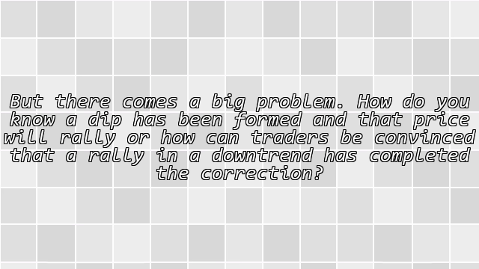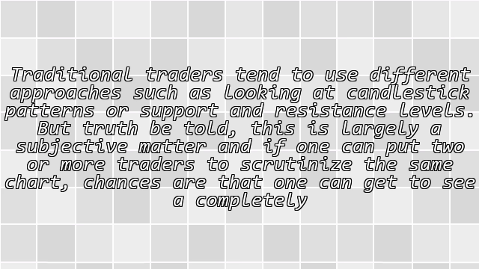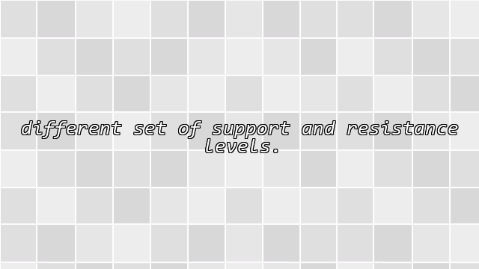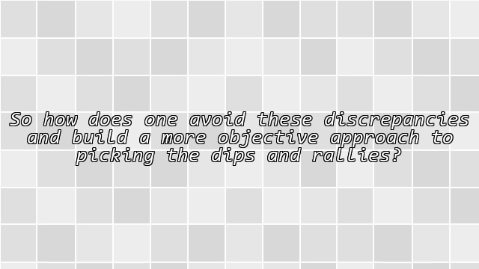How do you know a dip has been formed and that price will rally, or how can traders be convinced that a rally in a downtrend has completed the correction? Traditional traders tend to use different approaches, such as looking at candlestick patterns or support and resistance levels. But truth be told, this is largely a subjective matter, and if one can put two or more traders to scrutinize the same chart, chances are that one can get to see a completely different set of support and resistance levels. So how does one avoid these discrepancies and build a more objective approach to picking the dips and rallies?